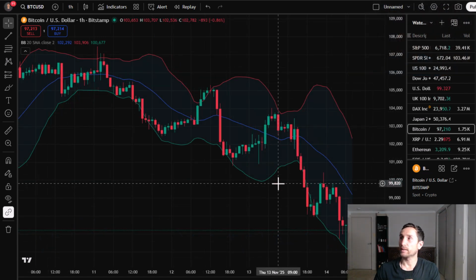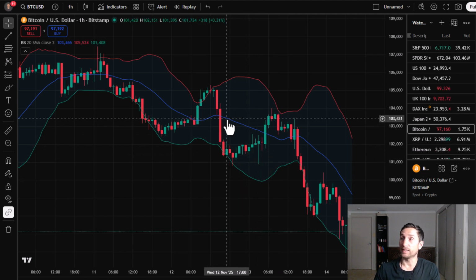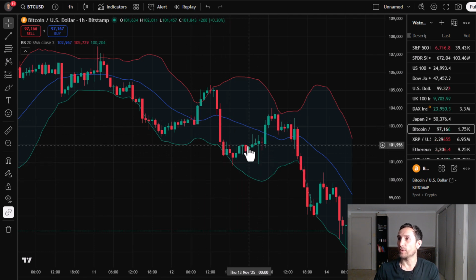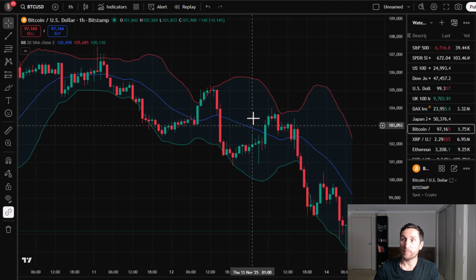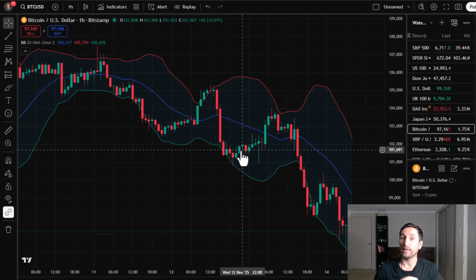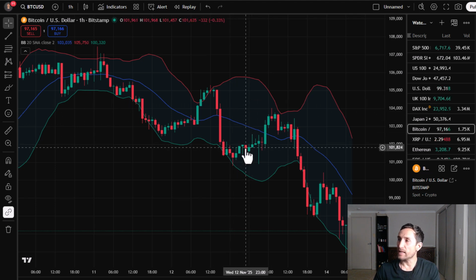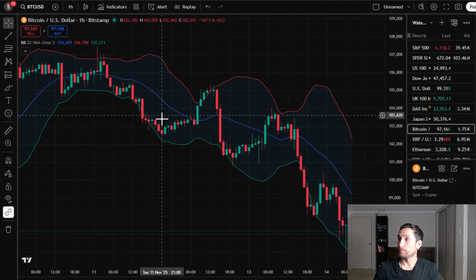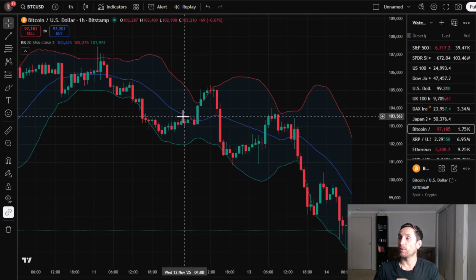Okay, last one, number 5, Bollinger Bands. Bollinger Bands show volatility. They are made of a 20-period SMA with upper and lower bands based on standard deviation. When the bands expand, volatility increases. When the bands contract, you get a Bollinger squeeze. This usually signals a big move coming.